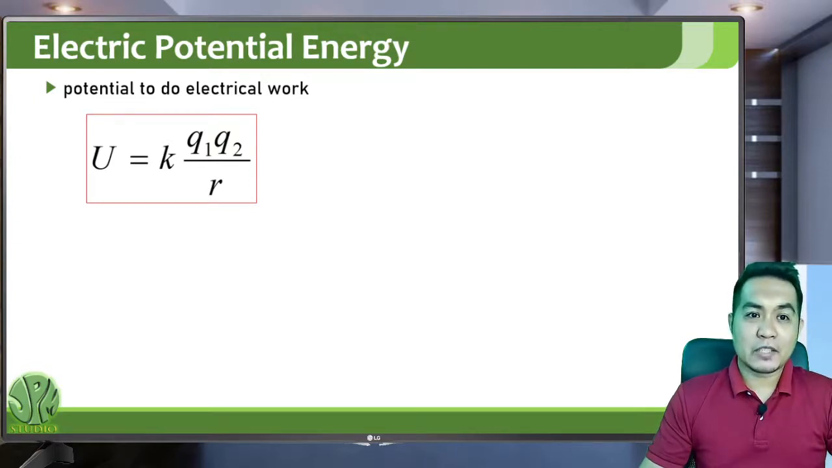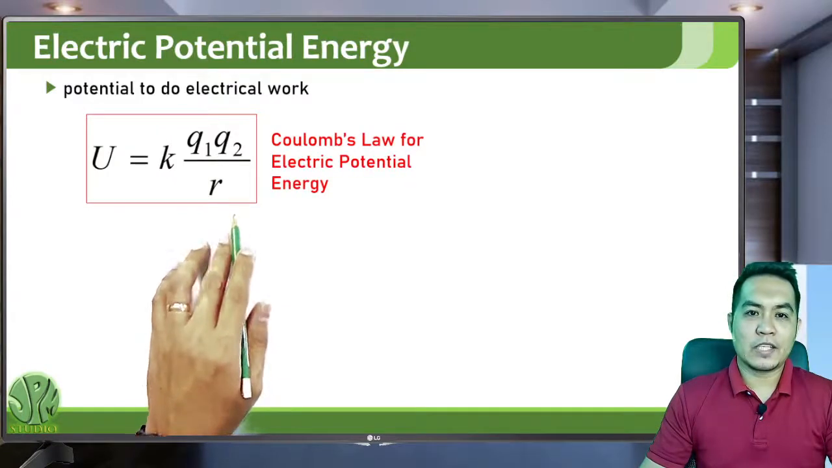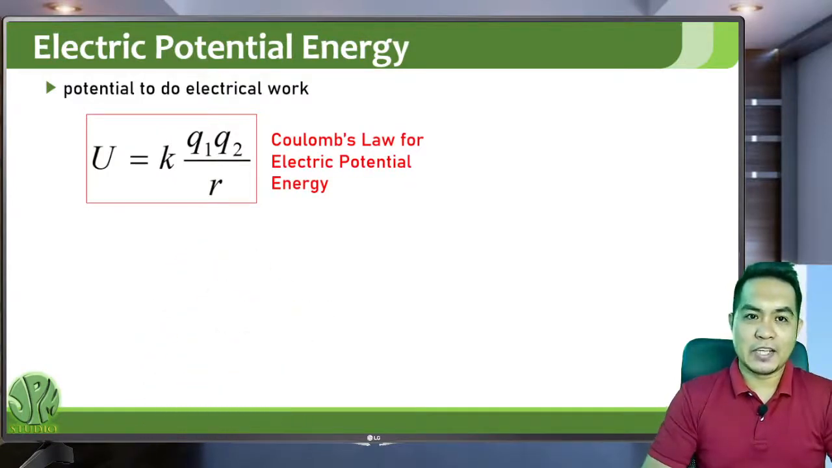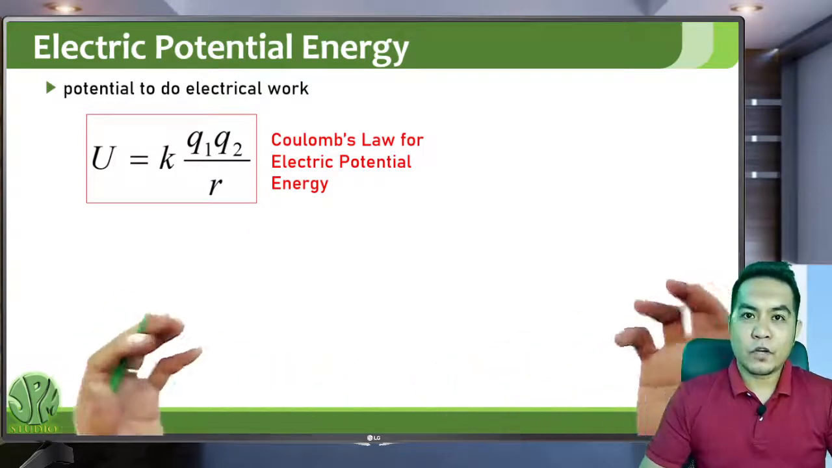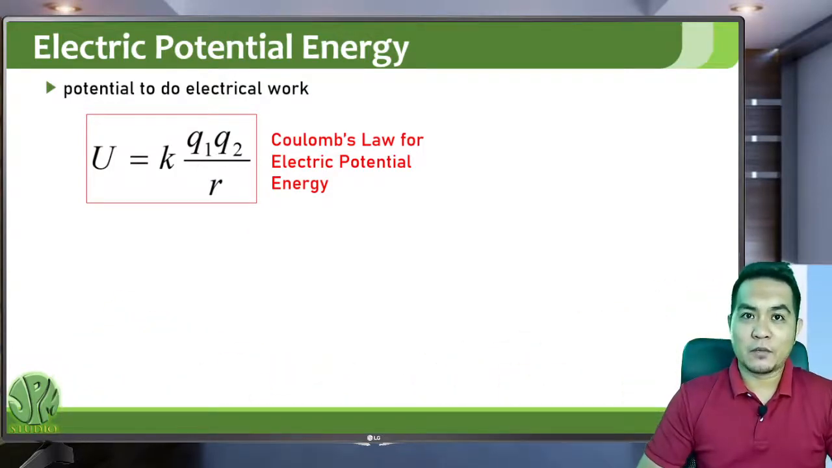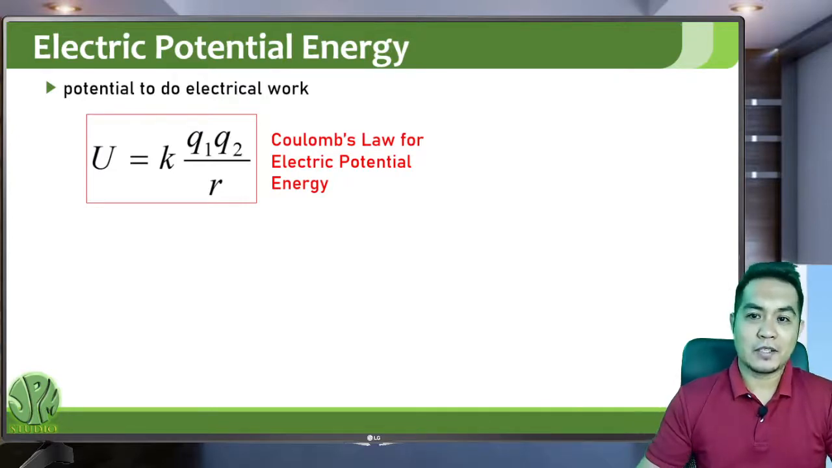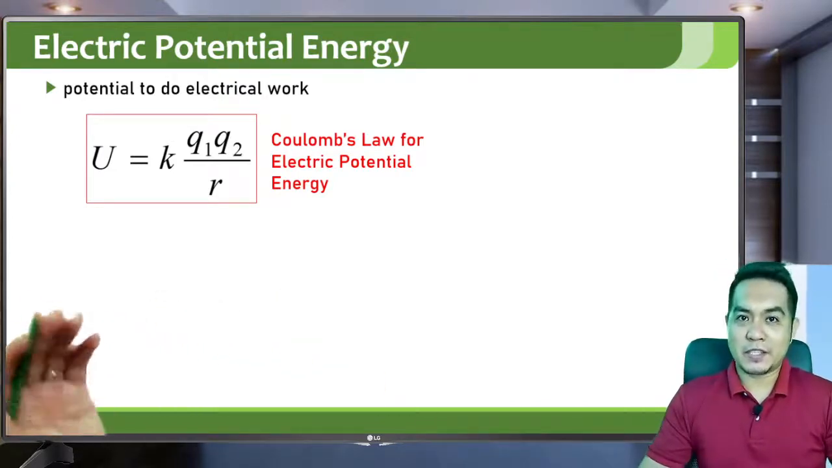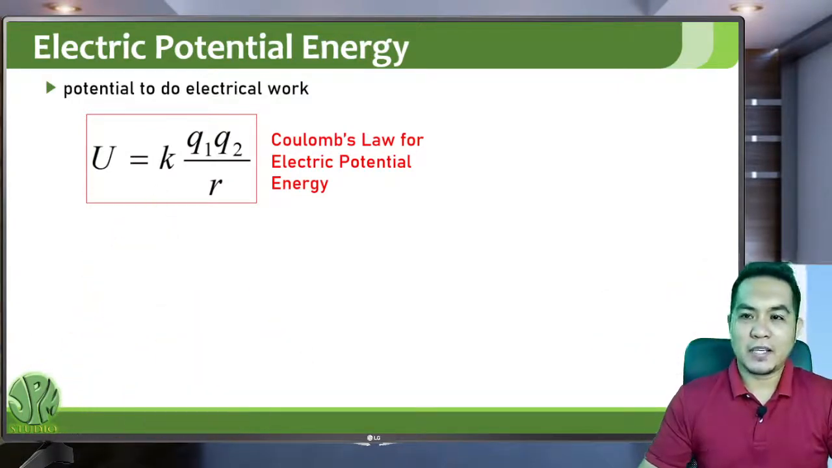So the electric potential energy U is given by this expression. This is Coulomb's law for electric potential energy, and this is the energy used by the system of two charges, Q1 and Q2, for their interaction. Take note, you cannot exert a force or do work if you don't have energy. So the energy used by the system in repulsion or attraction is given by this expression.